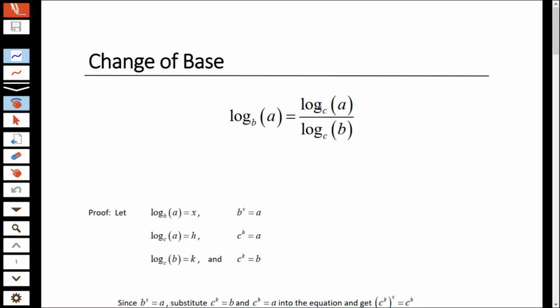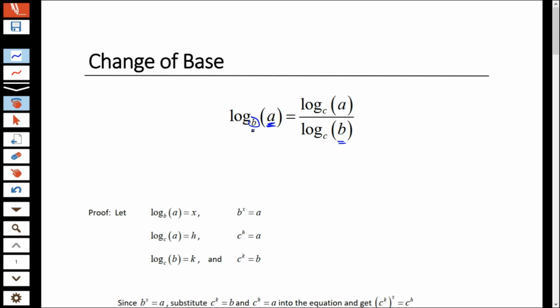Now, you can change the base to anything you want, alright? It could be a natural log over natural log or common log over common log, but the inside expression or number is going to go on top and the base is going to be logged in the denominator. So now let's see why this is actually true. Let's just run through this real quickly and then I'll show you a couple problems, okay?